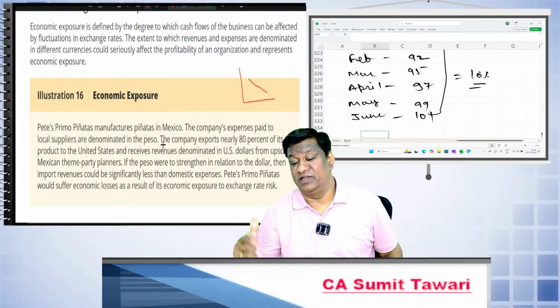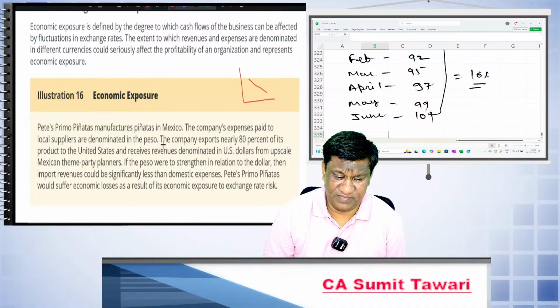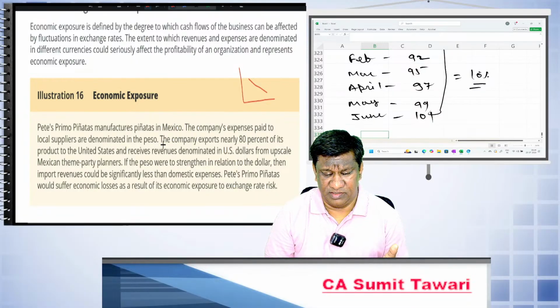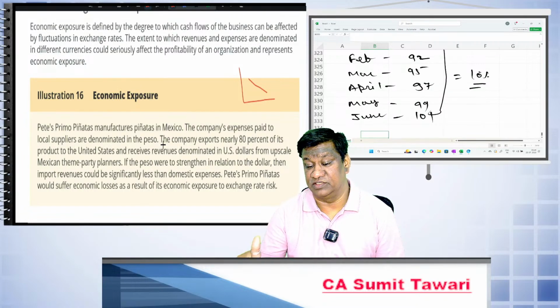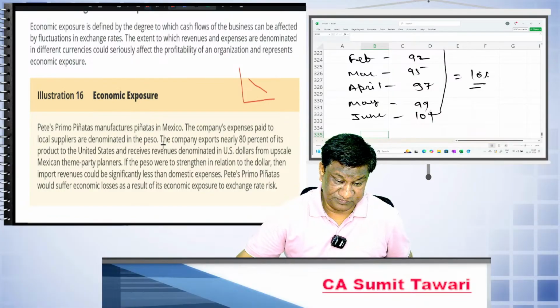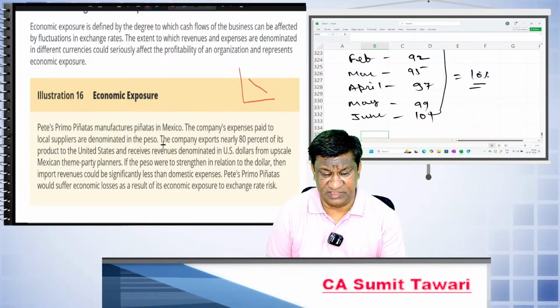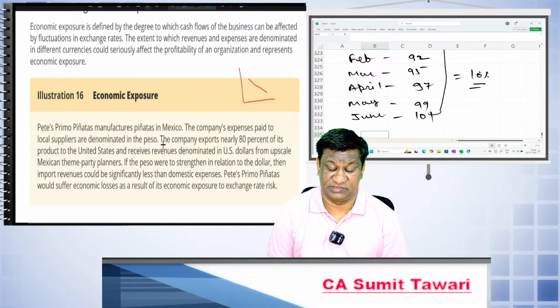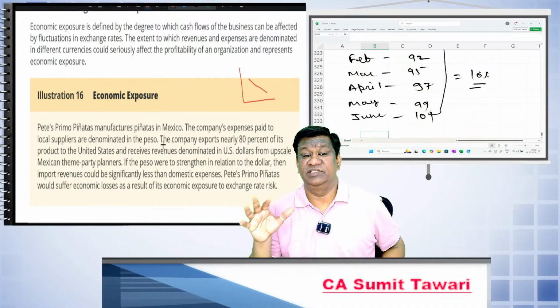So I am giving an example in terms of payables, and here in the illustration it is in terms of receivables. But the thing is, in my example the foreign currency became stronger, and in this example the foreign currency became weaker, meaning the peso strengthened. That means the local currency is strengthening and the US dollar became weaker. So whenever there is a change in exchange rate, it will affect your economic losses.